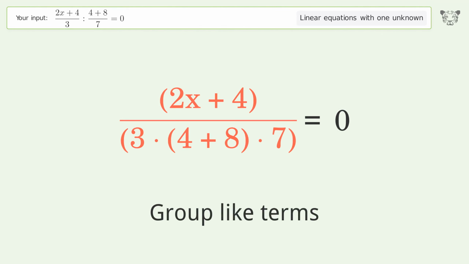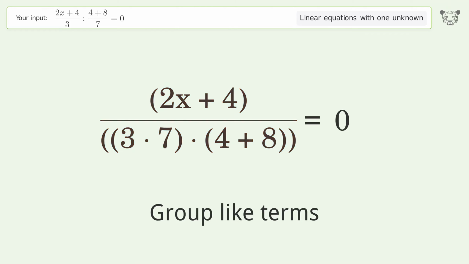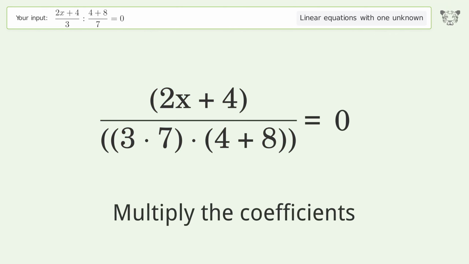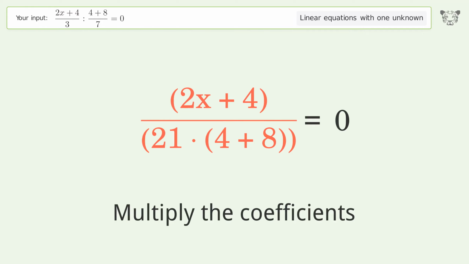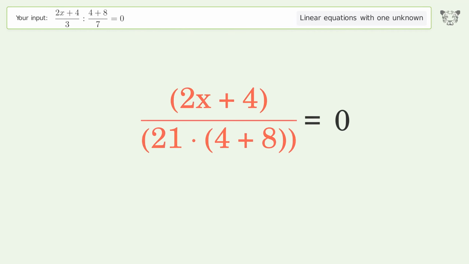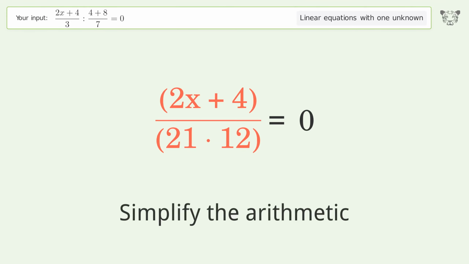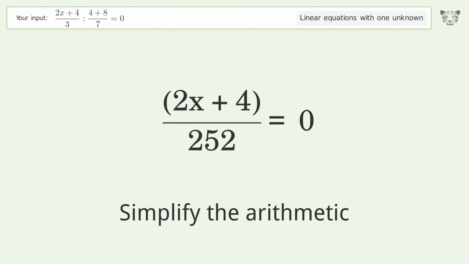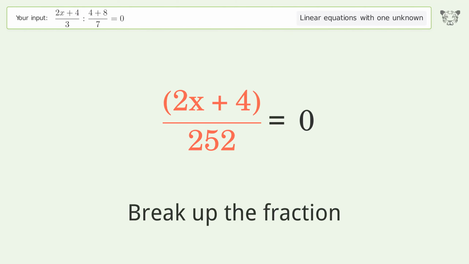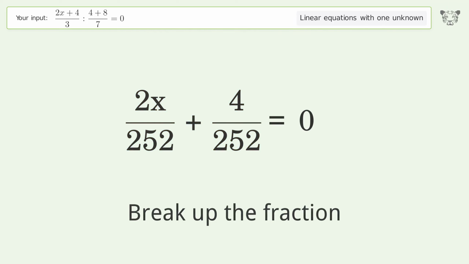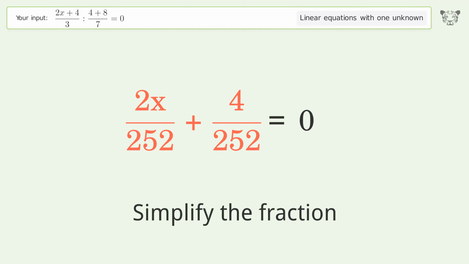Group like terms. Multiply the coefficients. Simplify the arithmetic. Break up the fraction. Simplify the fraction.